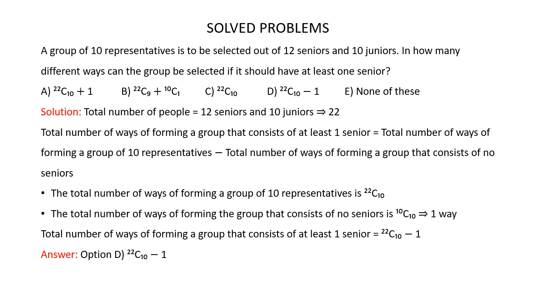So finally, we'll get the total number of ways of forming a group that consists of at least one senior. So the formula is total number of ways of forming a group that consists of at least one senior is equal to total number of ways of forming a group of 10 representatives minus total number of ways of forming a group that consists of no seniors.